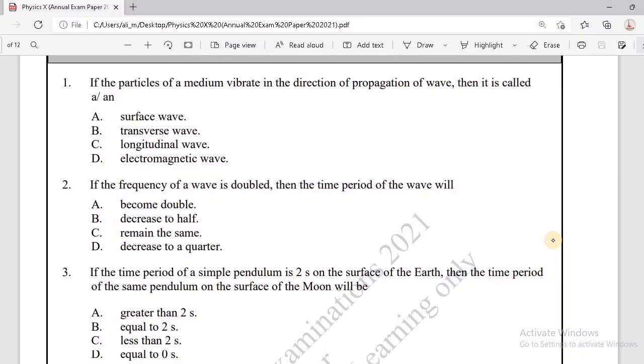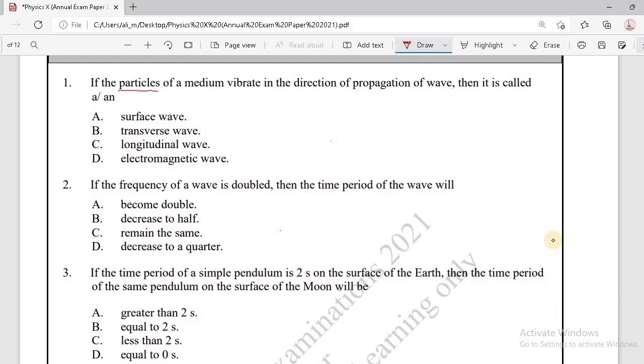So here we have question number 1. If the particles of the medium vibrate in the direction perpendicular to the direction of propagation of wave, then this wave is known as. So the question says that the particles of the medium are vibrating in the direction of propagation of wave. The type of mechanical wave in which particles of the medium move along the direction of wave, for example the particle motion, and wave is propagating in this direction. So the type of wave in which particles move along the direction of wave or to and fro or parallel to the direction of wave, this type of wave is known as longitudinal wave. So option C is the right answer for this question number 1.